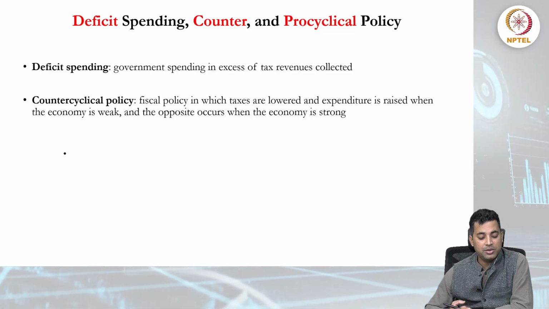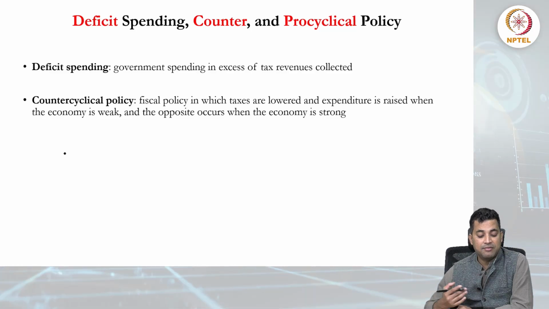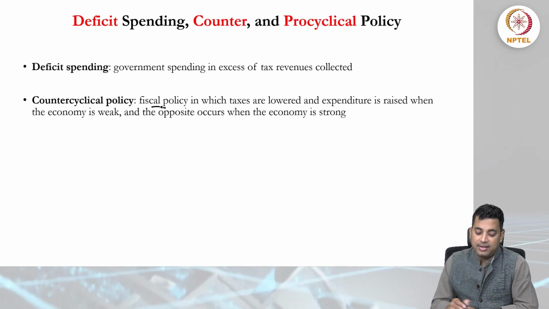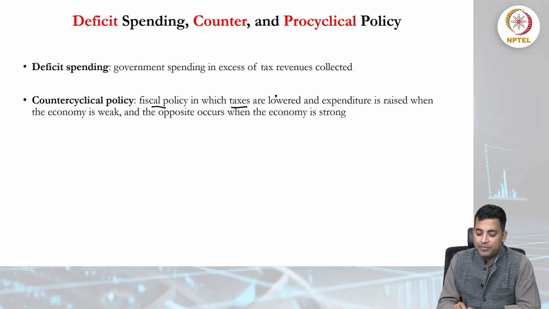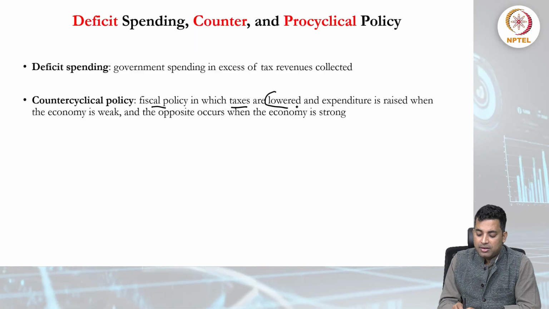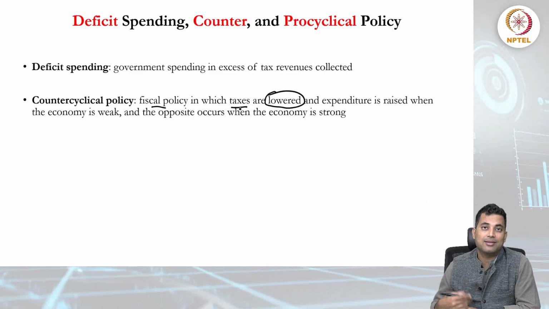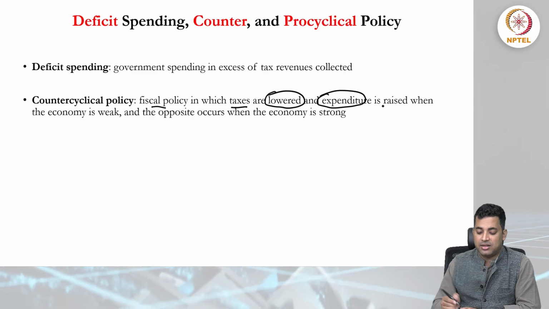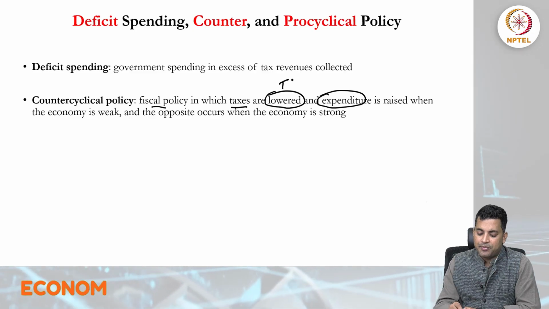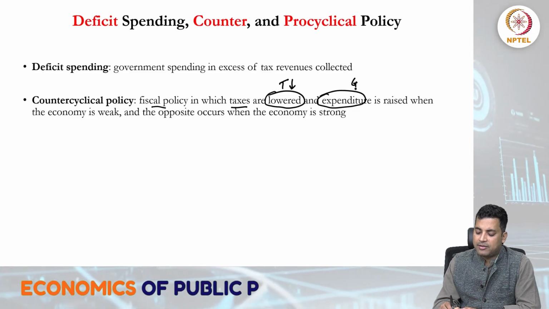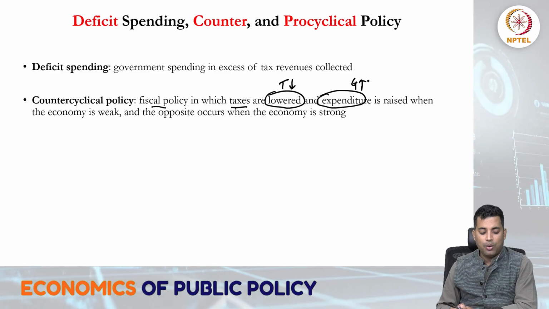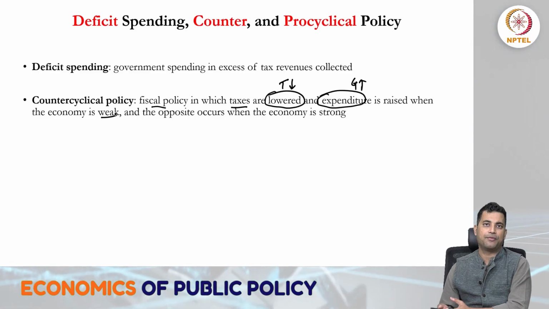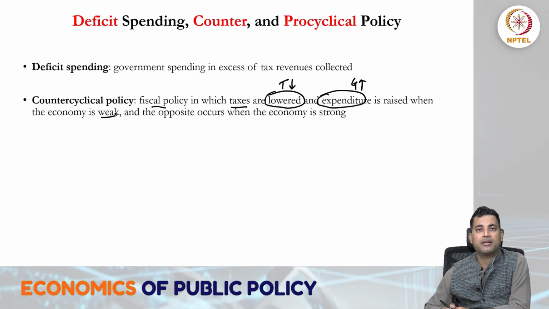So counter cyclical policy is a type of fiscal policy in which taxes are lowered. That is very important to remember. Taxes are lowered by the government, and expenditure is raised. So taxes are lowered and government expenditure is high when the economy is weak. This is quite obvious. I think there is no further explanation required.